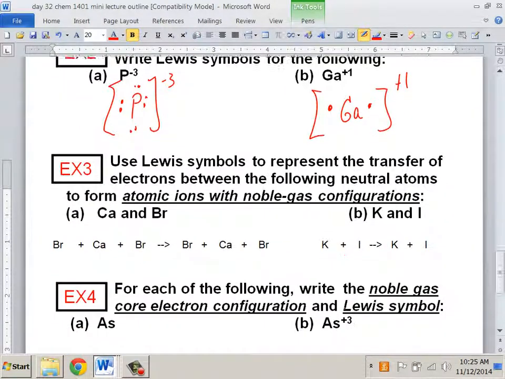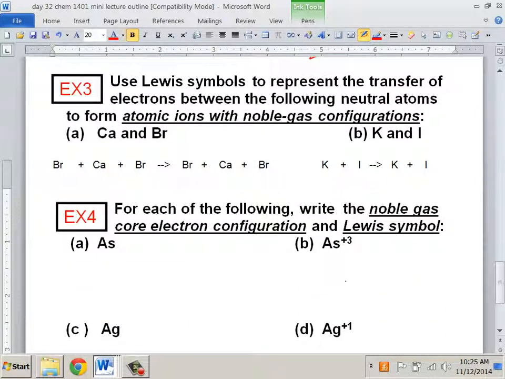Okay, this one might be kind of confusing. Use Lewis symbols to represent the transfer of electrons between neutral atoms to atomic ions with noble gas core configurations. So what I did is I wrote the reaction here for you. Start out by just doing the reactants first. Write their Lewis electron dot structures, their Lewis symbols for bromine, calcium, and bromine again. And then we'll see if we can figure out what to do for the products.